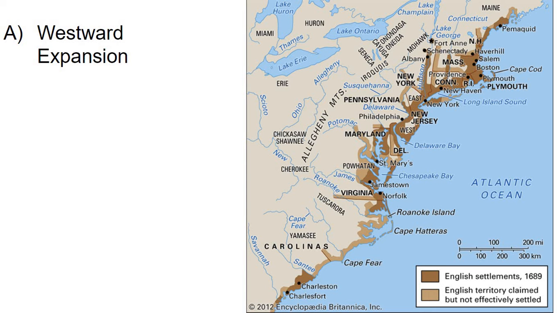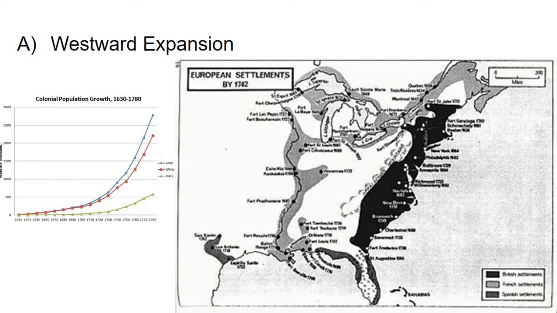We see significant westward expansion during this time period in order to find more land to settle and to ensure that next generations can support themselves. But this is going to lead to increasing tension with Native Americans and also increasing tension with the French, which is going to come to a head at the beginning of next unit.